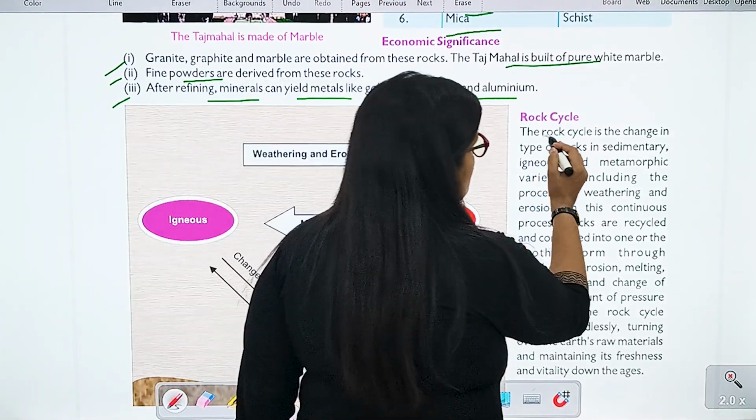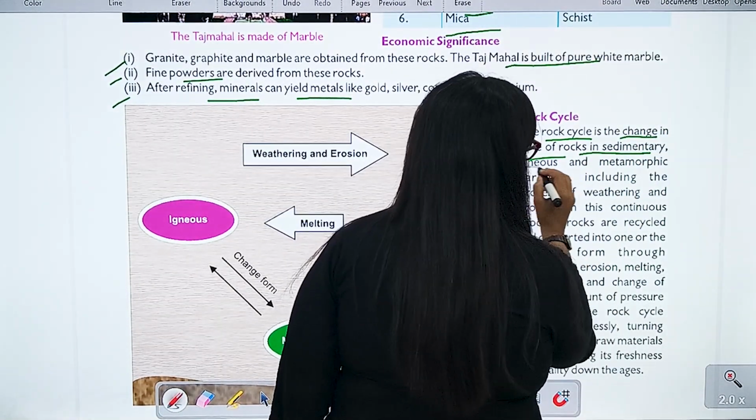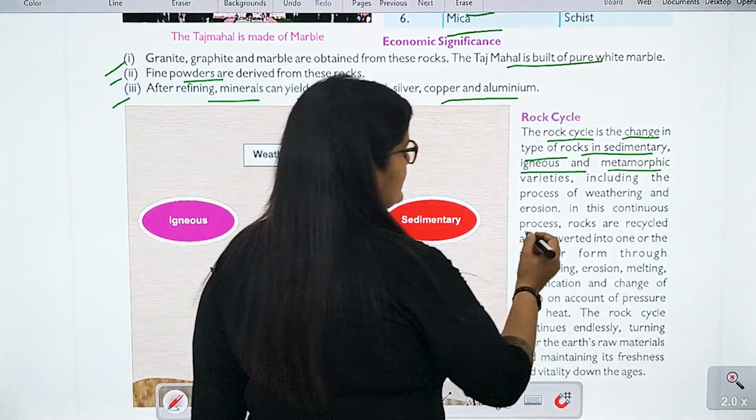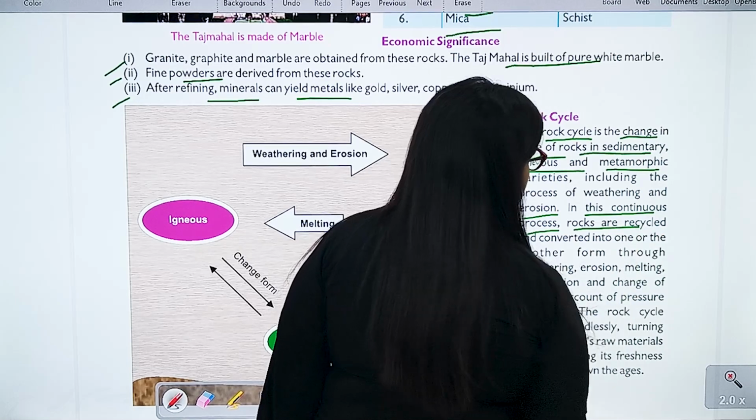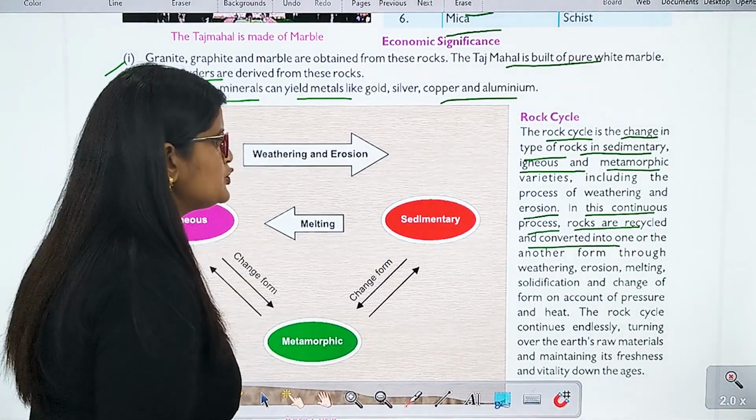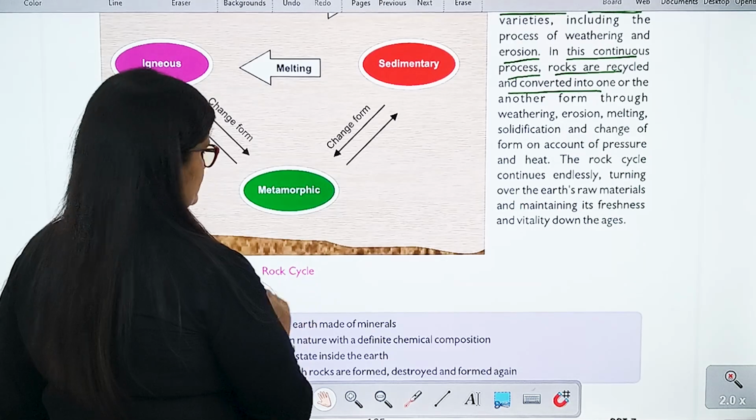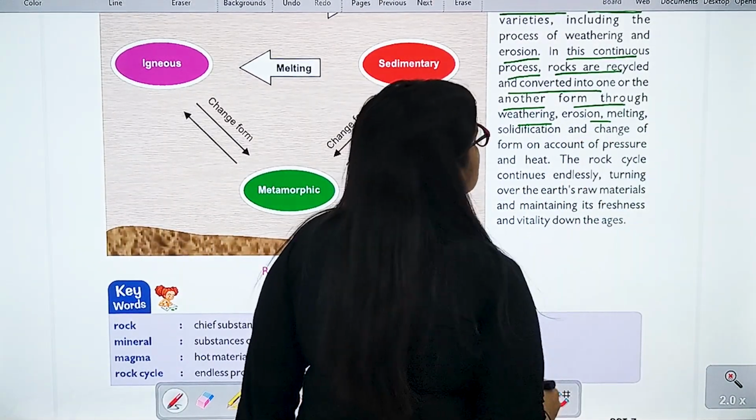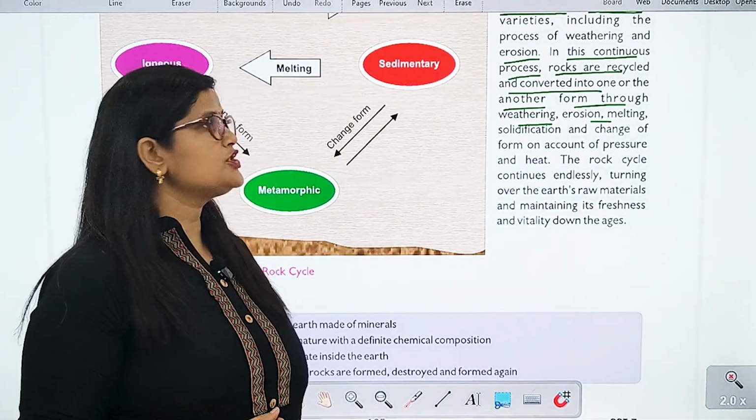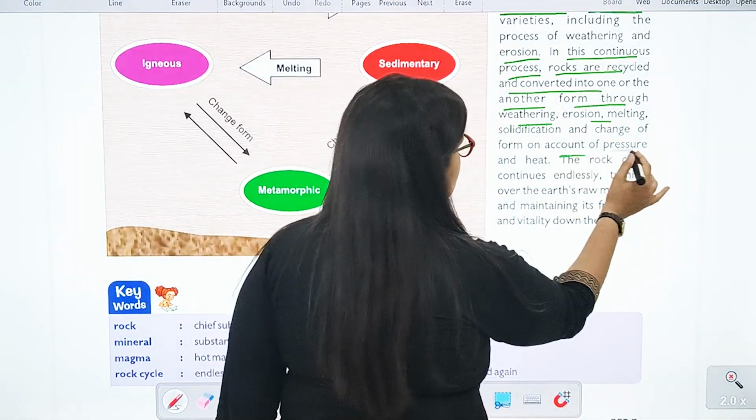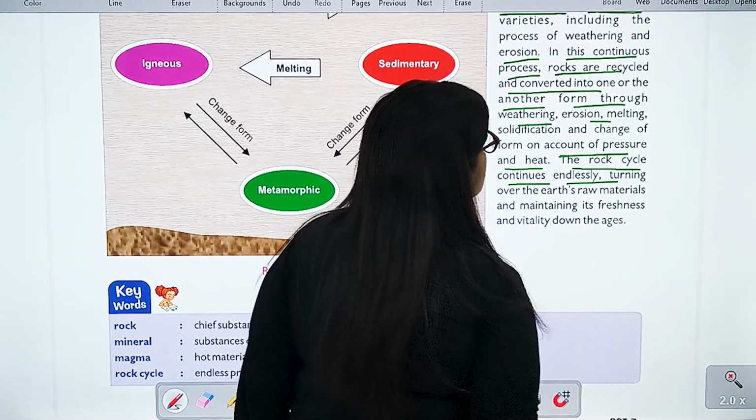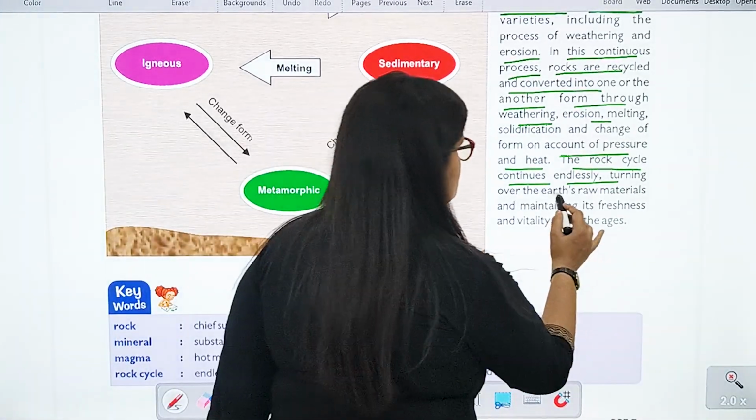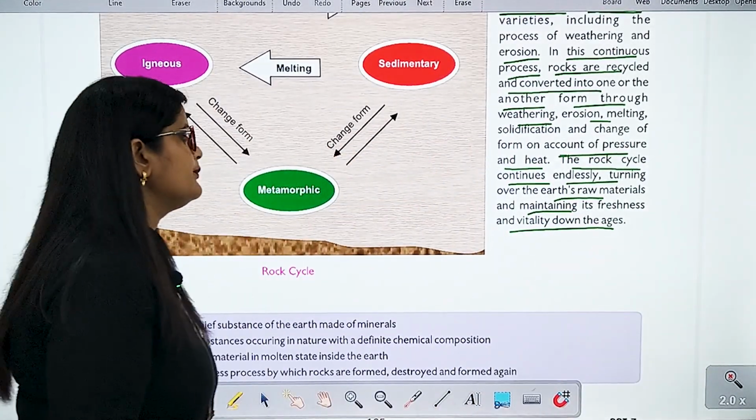Rock cycle. The rock cycle is the change in types of rocks in sedimentary, igneous, and metamorphic varieties, including the process of weathering and erosion. In this continuous process, rocks are recycled and converted from one form into another through weathering, erosion, melting, solidification, and change of form on account of pressure and heat. The rock cycle continues endlessly, turning over the earth's raw materials and maintaining its freshness and vitality down the ages.